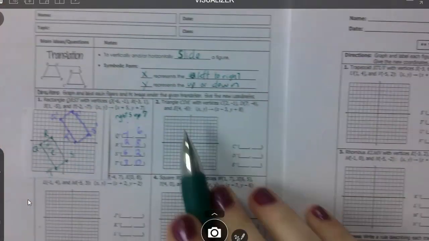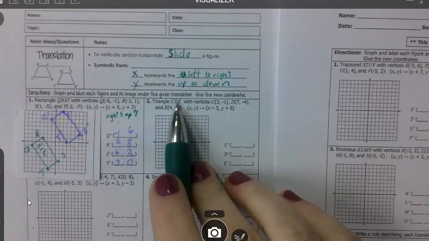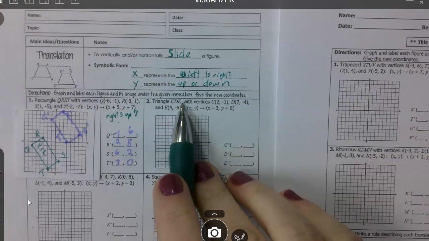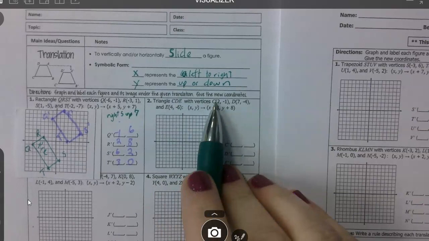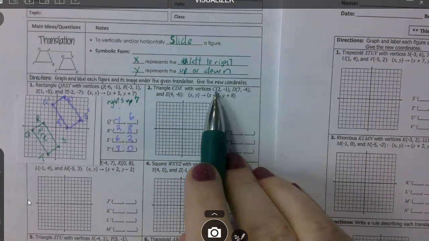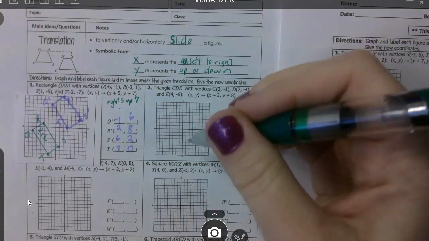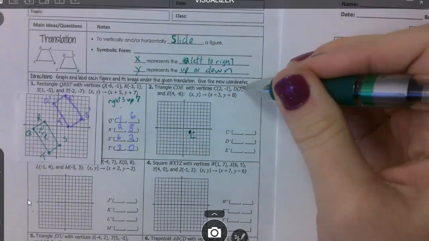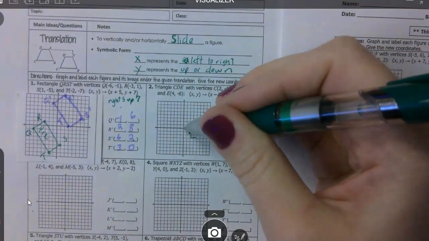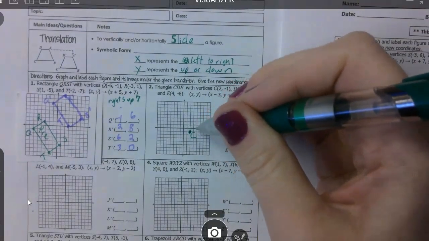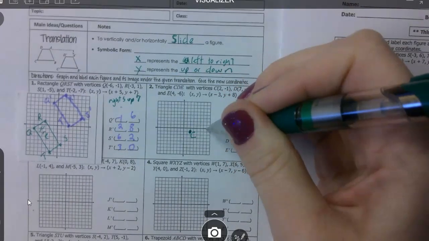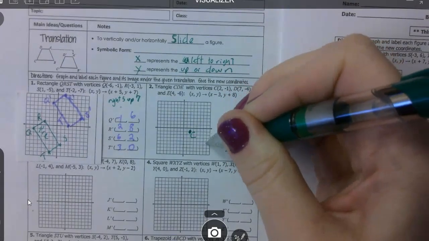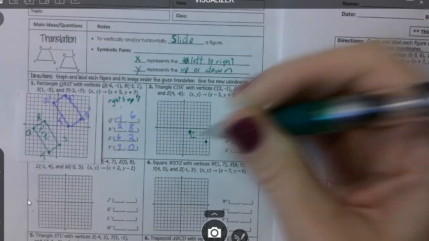On number 2, I have triangle CDE. So we're going to go ahead and draw CDE. Here we go. C is at 2, -1. There is C. D is at 7, -4. 1, 2, 3, 4, 5, 6, 7. 1, 2, 3, 4. Right there. There is D.